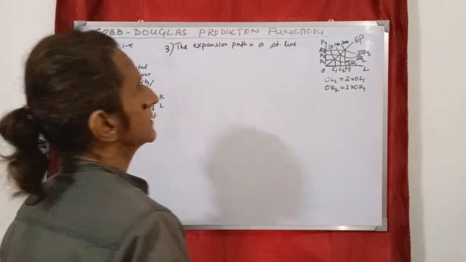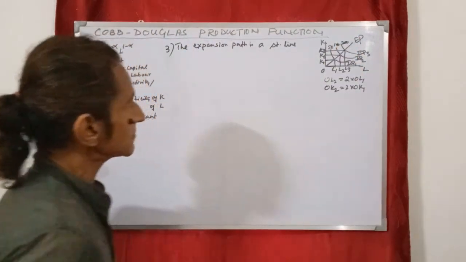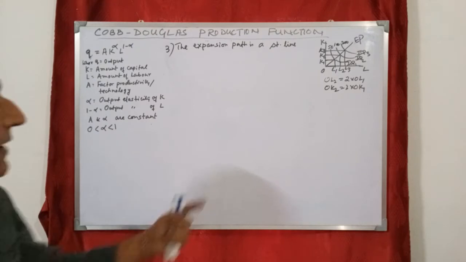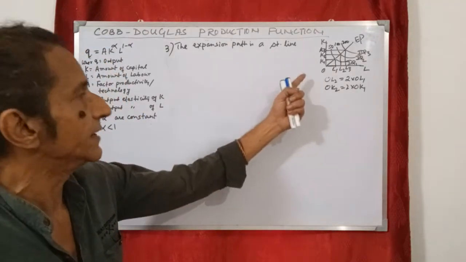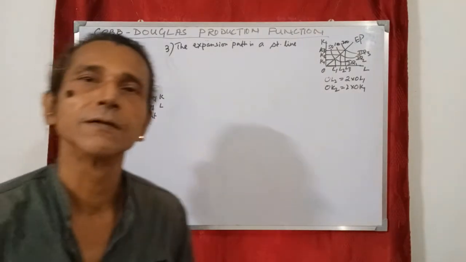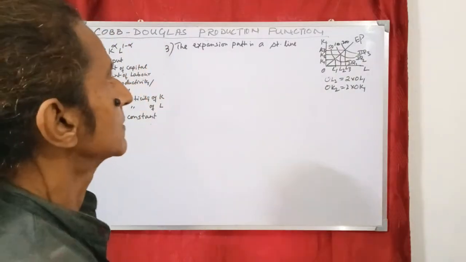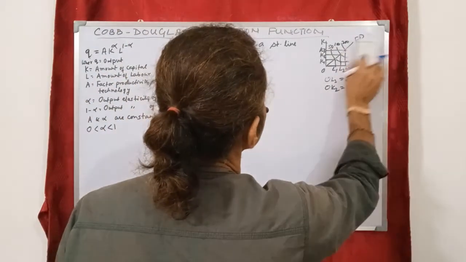Right? So this is the expansion path, and we have to prove that the expansion path in Cobb-Douglas production function is a straight line. So I am using this diagram.